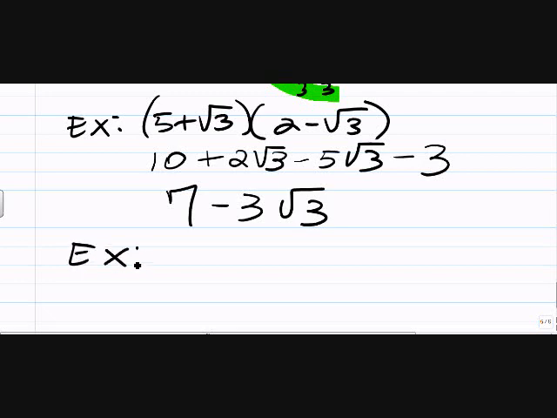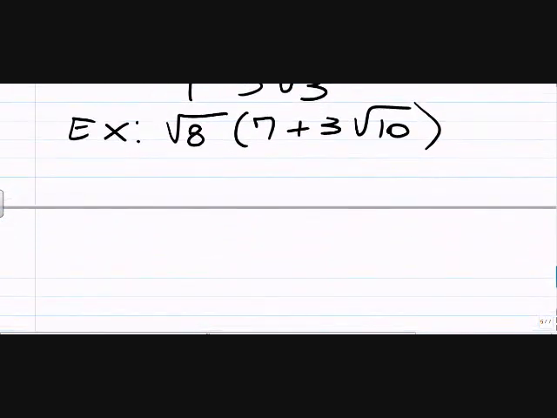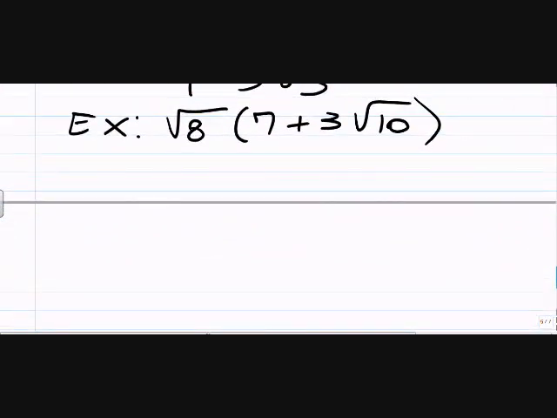Another multiplication example might be something like the square root of 8 times 7 plus 3 times the square root of 10. Okay. Square root of 8 times 7 is 7 times the square root of 8, plus square root of 8 times 3 times the square root of 10 will be the 3 on the outside of the radical, and 8 times 10, 80 on the inside.